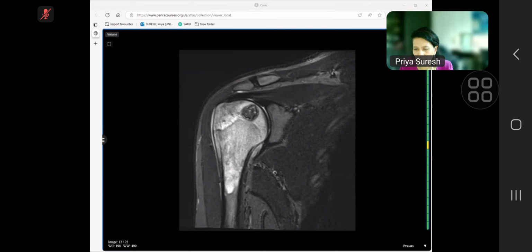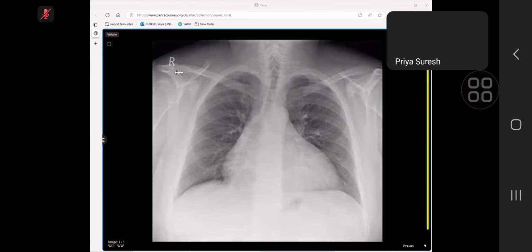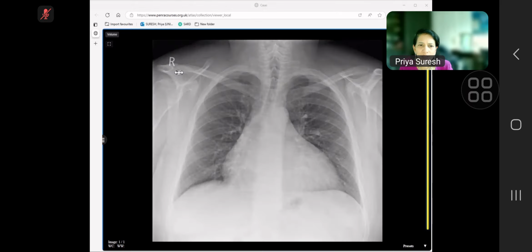Okay, I'll hurry you up because we need to see two more cases. The next one is a patient presenting with shortness of breath and heaviness in the chest.